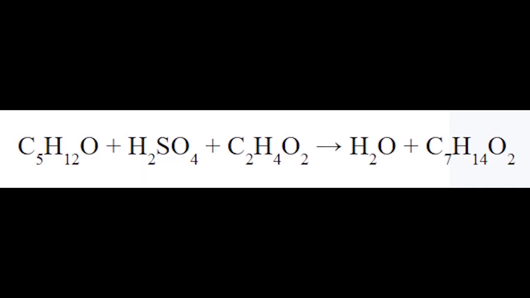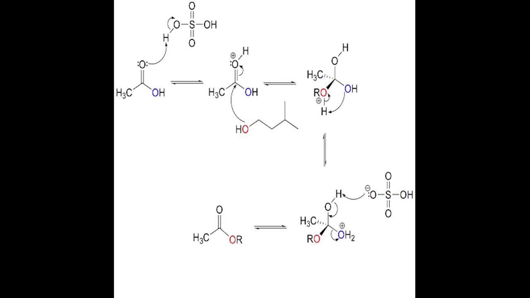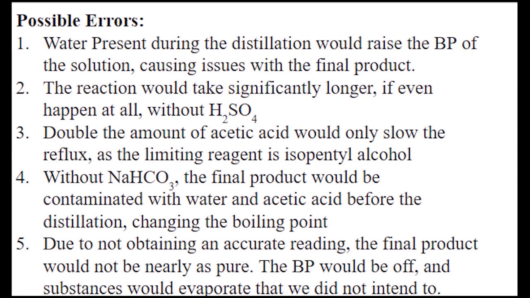The total chemical equation you see on screen here represents what went on during the reaction. Here is the mechanism that supports the creation of the final product. In case something went wrong, let's go over a few possibilities for what would change.